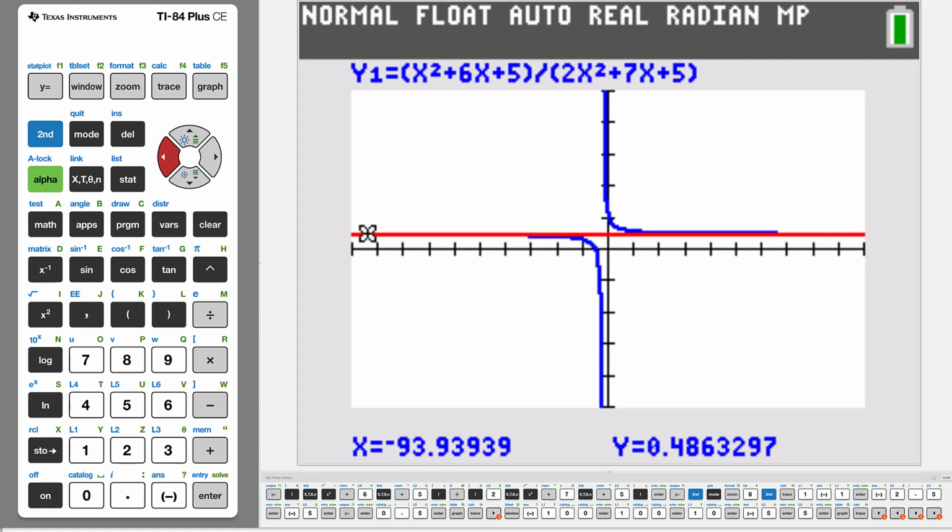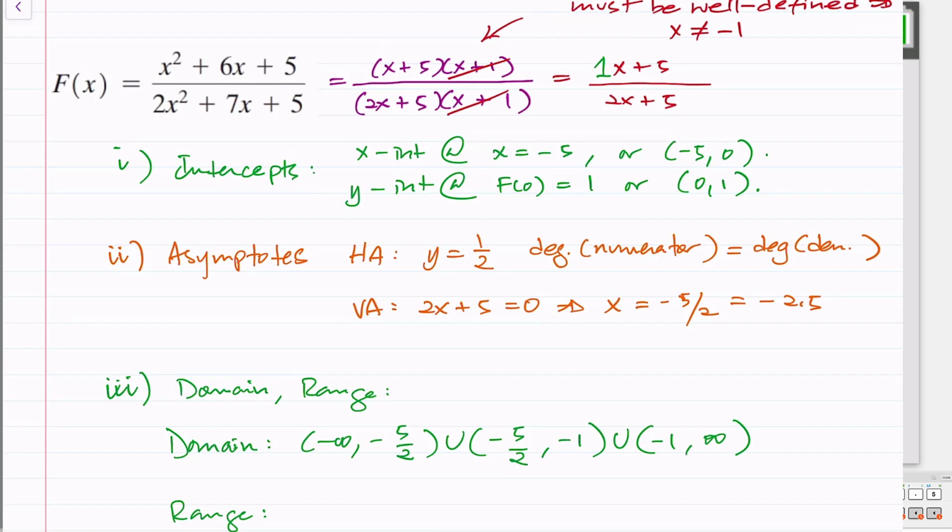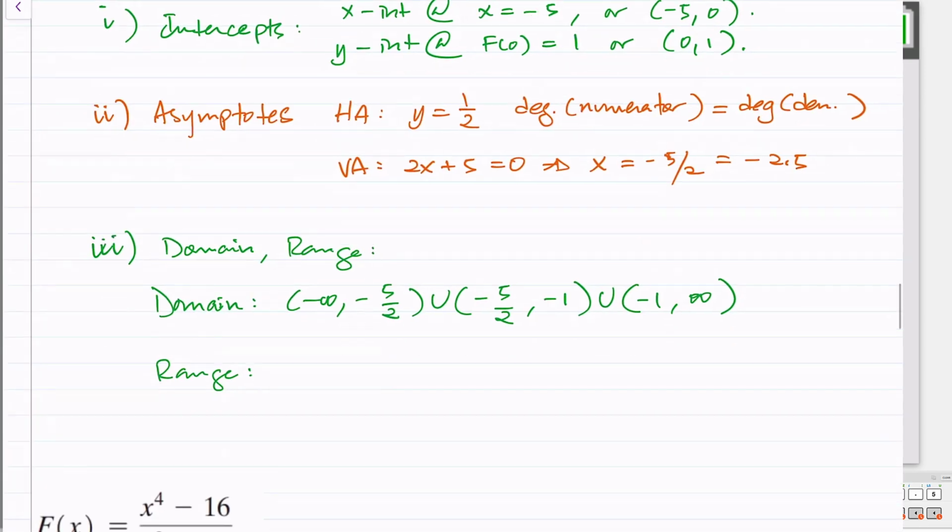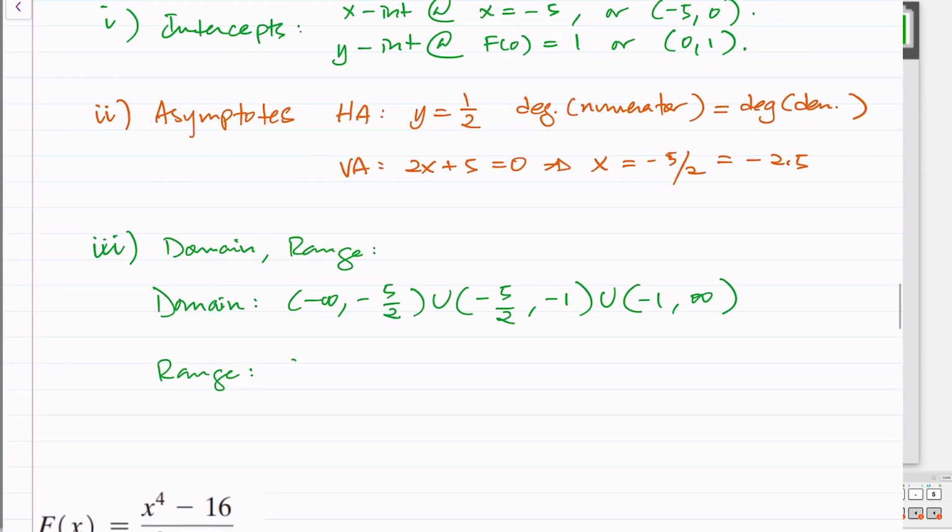So long story short, what we're saying here about the range is that the range goes from minus infinity to 1/2 with a round parenthesis, and then 1/2 to positive infinity. Now I don't have a picture of it here that I can shade on, but basically that hole in the range at 1/2 is because of the horizontal asymptote. The function does not cross it.